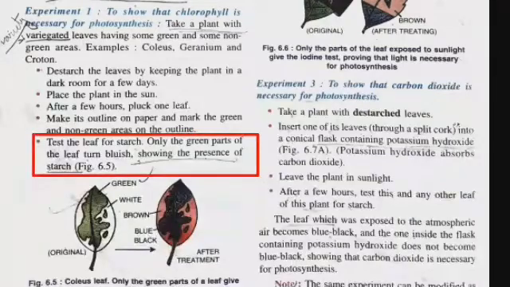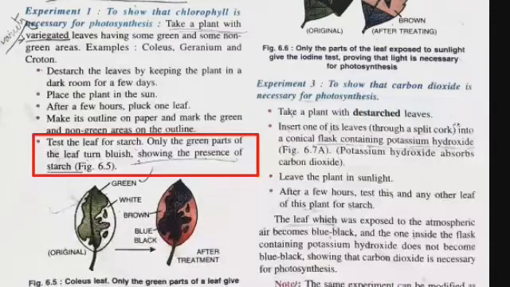Only the green portion of the leaf turns blue-black, showing the presence of starch, whereas the non-green portion turns brown in color, which shows that there is no starch formed. So the green portion showing the presence of starch means that the process of photosynthesis has taken place during the experiment.